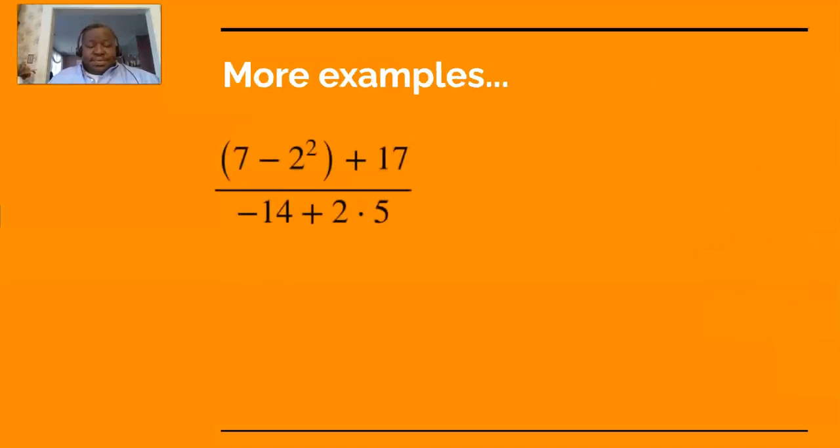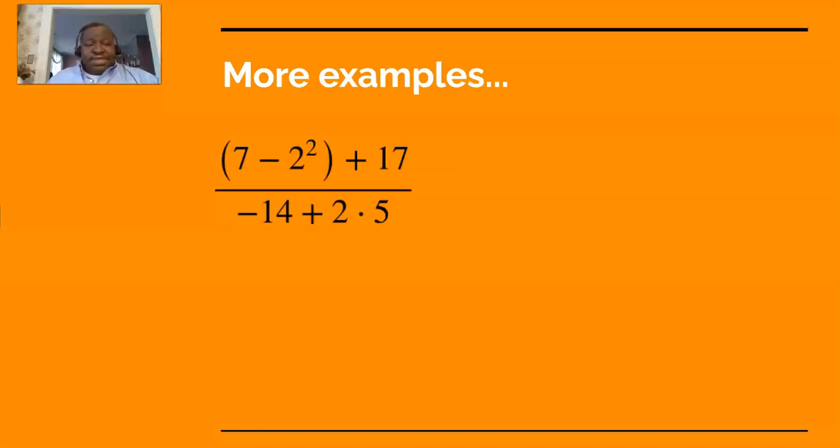So more examples. So this one: parentheses, 7 minus 2 squared, close parentheses, plus 17, and all that's over the fraction bar, negative 14 plus 2 times 5. So the way that I want you to think about these problems is treat the numerator and the denominator, the top and the bottom, like two different problems all the way to the last step.